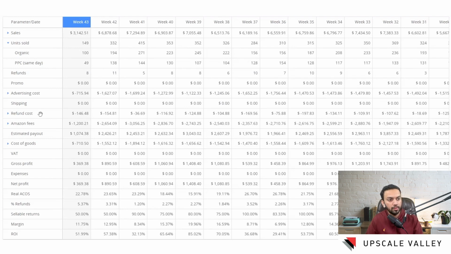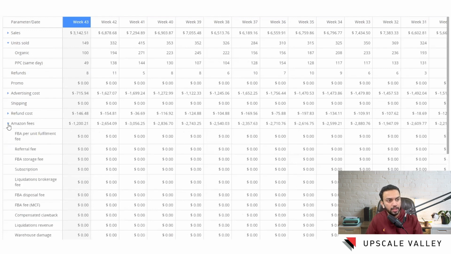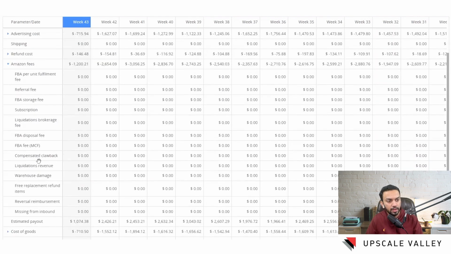So if I go for refund cost, that is the same as the refunds. For the Amazon fee, I'm simply going to check if there is any additional subscription fee or liquidation kind of stuff, or MCF, or warehouse damage, or maybe FBA shipment charges, any such charges which are making the FBA fee higher.